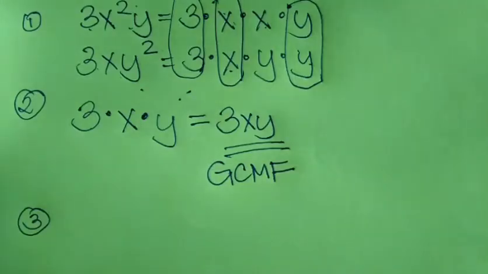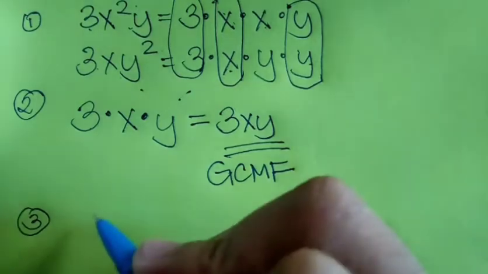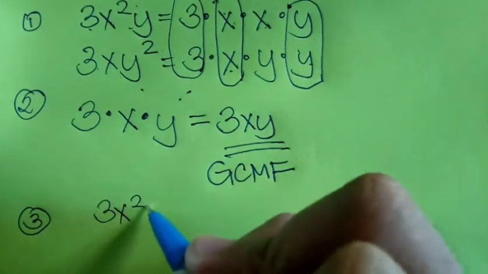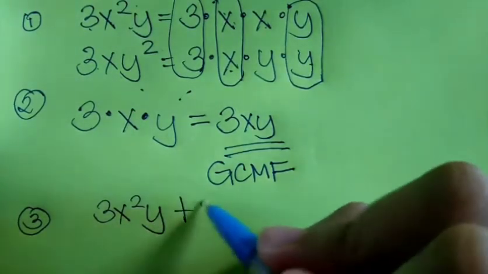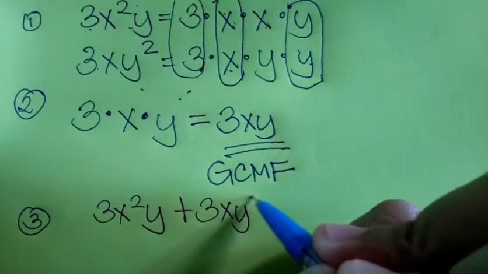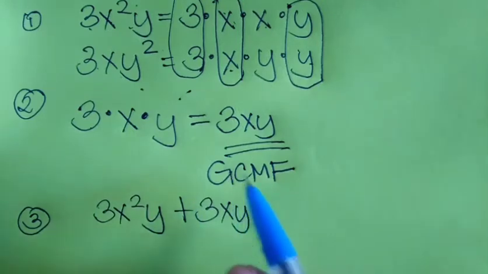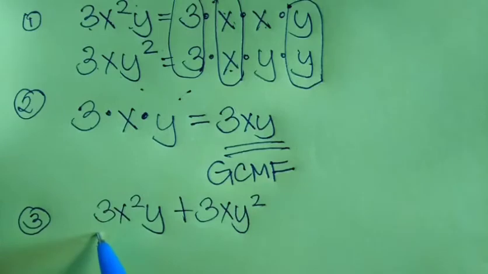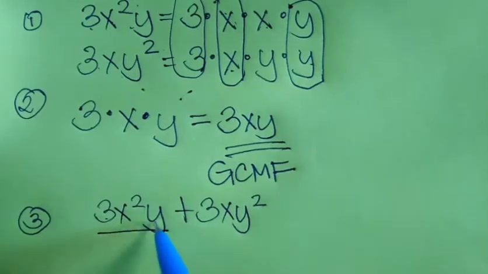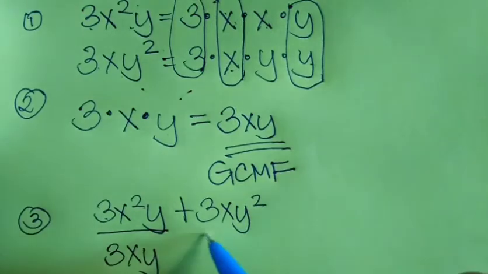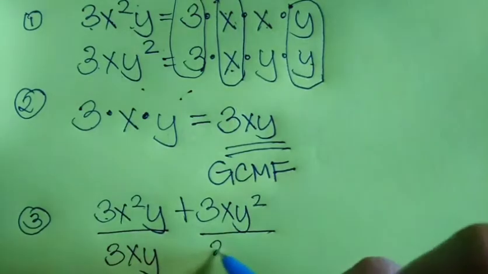Now, for the third and final step, we get back to our original expression, 3x squared y plus 3xy squared. All we have to do is to divide each term by the GCMF. So we divide 3x squared y by 3xy. Then, we divide 3xy squared by 3xy.